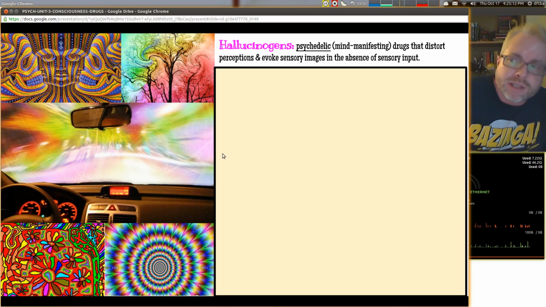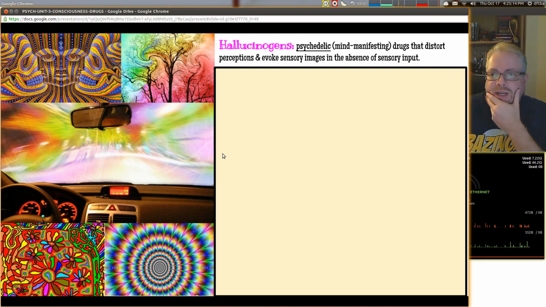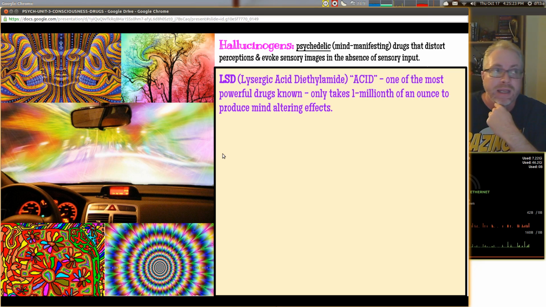Now, these are psychedelics, mind-manifesting drugs that distort perception and evoke sensory images in the absence of sensory input, meaning there's nothing to see and you see things. LSD is also known as lysergic acid diethylamide. But it's also known as acid.